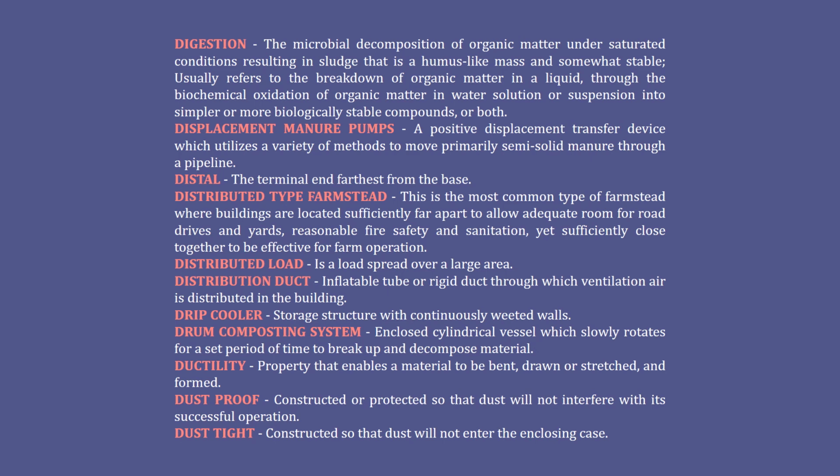Distribution duct: inflatable tube or rigid duct through which ventilation air is distributed in the building. Drip cooler: storage structure with continuously wetted walls. Drum composting system: enclosed cylindrical vessel which slowly rotates for a set period of time to break up and decompose material. Ductility: property that enables a material to be bent, drawn or stretched, and formed. Dust-proof: constructed or protected so that dust will not interfere with its successful operation. Dust-tight: constructed so that dust will not enter the enclosing case.